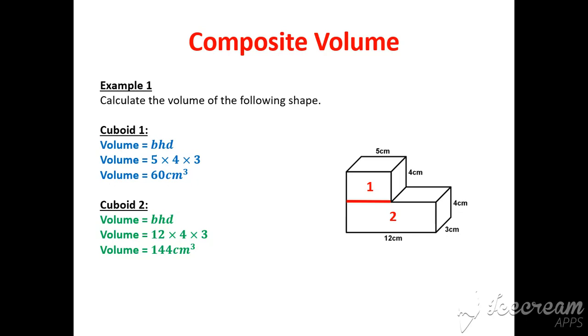So now we can just add up the two volumes to get the total volume of that composite shape. So 60 plus 144 gives us a total volume of 204 centimeters cubed.